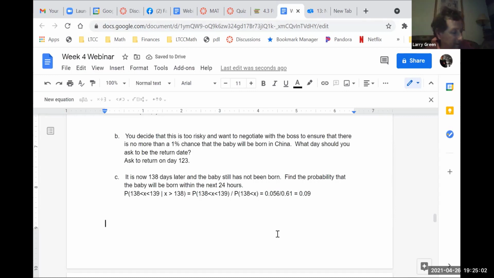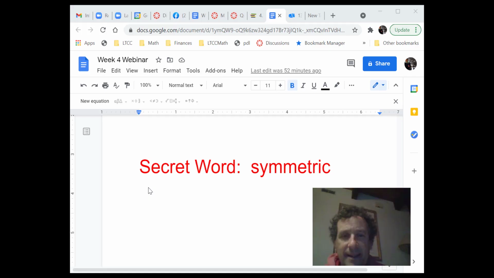Any questions on this? Any questions? And the secret word is symmetric, because the normal distribution is symmetric about its mean. So don't forget: symmetric. Symmetric is a secret word.